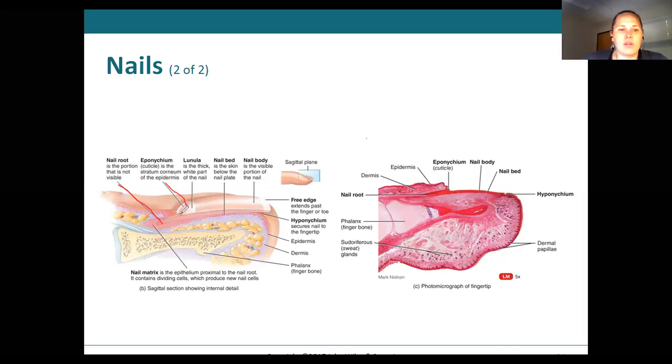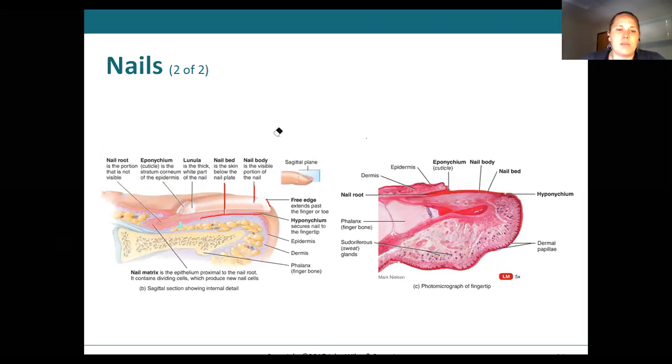Epicondyle or the cuticle located here, which is going to protect those first cells that are coming out. The nail root is the thick white part of the nail at the base. The nail bed is just below the nail plate, and the nail body is the part that's visible, and then that free nail edge that turns white again at the very end that you see there.